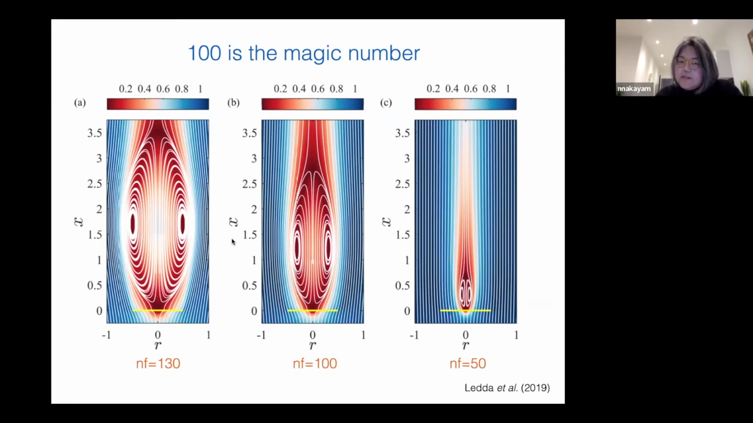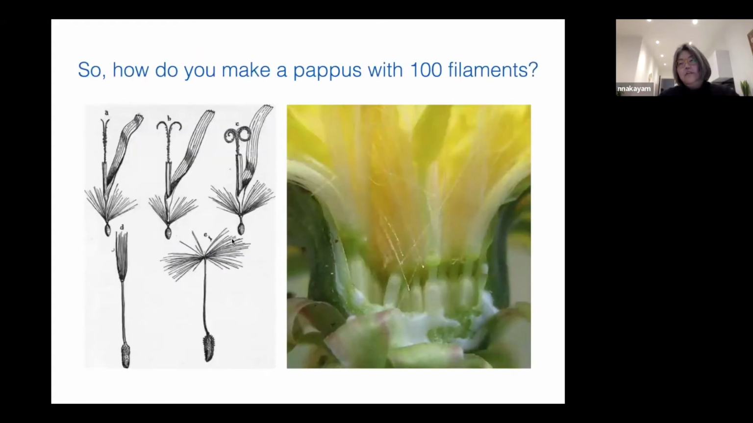What he found out was that porosity is key, but he also found that the number of filaments, being about 100, was key. If you change that too much, there is still a separated vortex ring, but it's not as robust. That was interesting because in the literature, counts of filaments, the number of hairs in the pappus of dandelions grown in the UK, France, Japan or China, are always quite consistent: about 100 plus or minus 10. This might be because it is critical for the flight function.